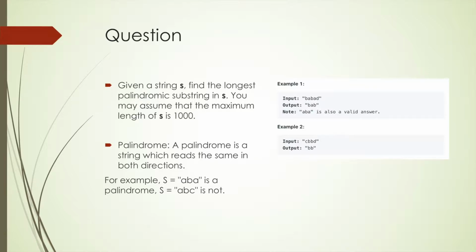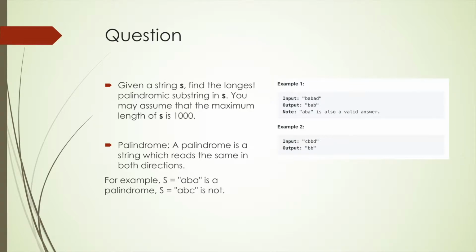Let's see the question. Given a string S, find the longest palindromic substring in S. You may assume that the maximum length of S is 1000. We can see two examples at the right side.